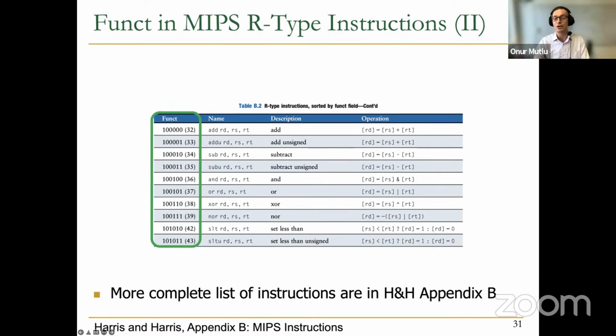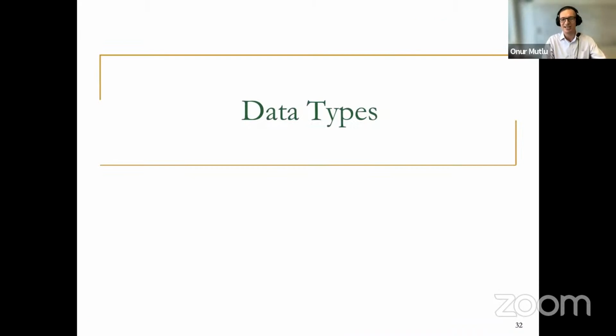Whenever you design an ISA, it's always good to have room for adding more instructions, potentially adding more data types, etc. You can find a more complete list of instructions in Harris and Harris Appendix B. And certainly you can find the full list of MIPS instructions online. And I think we have a MIPS cheat sheet linked from our course.